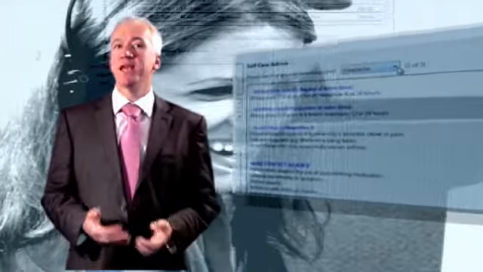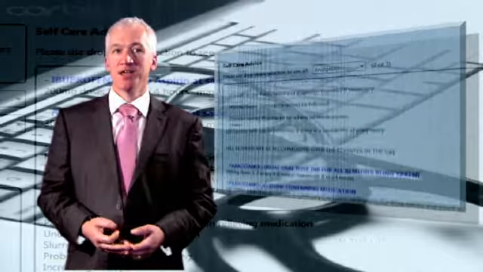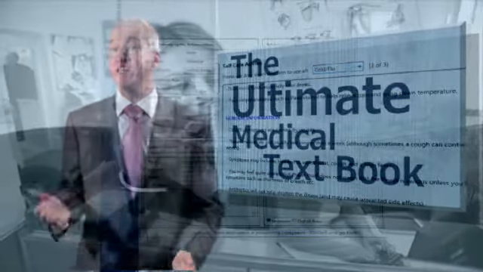First of all, its bank of clinical data is constantly updated and maintained at the forefront of best practice. Users have described it as like always having the ultimate medical textbook automatically open at the correct page to each patient's needs.